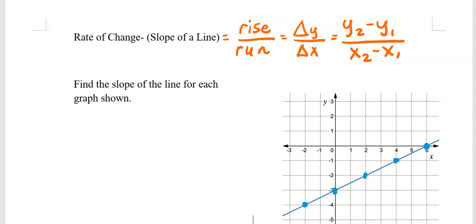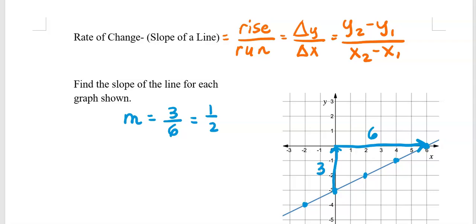So you could really use any of those points that I've marked. Let's say I use the y-intercept and the x-intercept to determine what my rise and run are. If I rise here 3 units and I run 6 units, that would give me a slope, often denoted with the letter m, of rise over run, 3/6, which simplifies to 1/2.